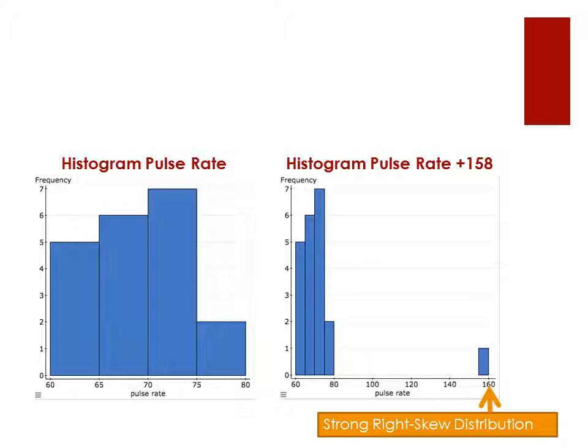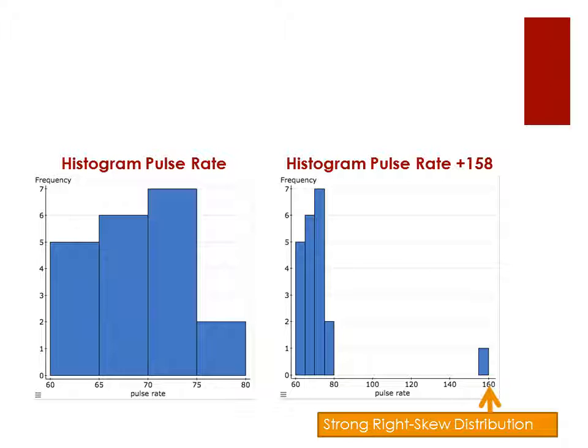And then over here on the right, this is the histogram with the additional hypertension pulse rate added in. And we can see that it is a very strongly right-skewed distribution. That one single pulse rate is pulling everything over. So if we drew our distribution curve, it would be coming up and peaking at around 72 and then dropping off down to 158. Okay, so that is not the shape of a normal distribution. It is a non-normal distribution.